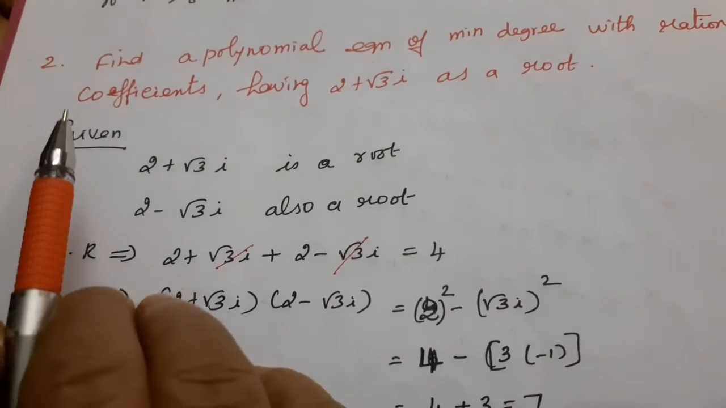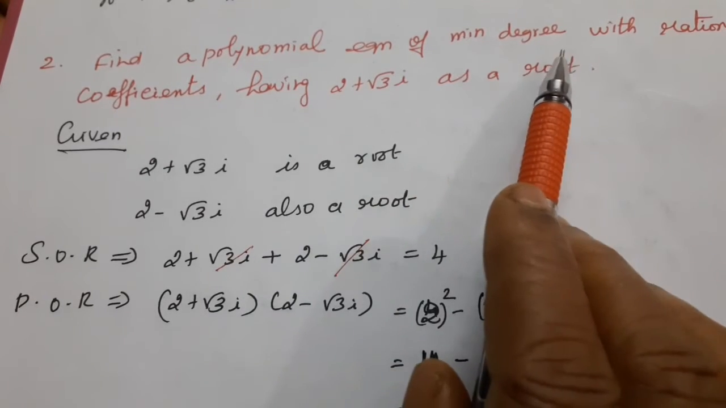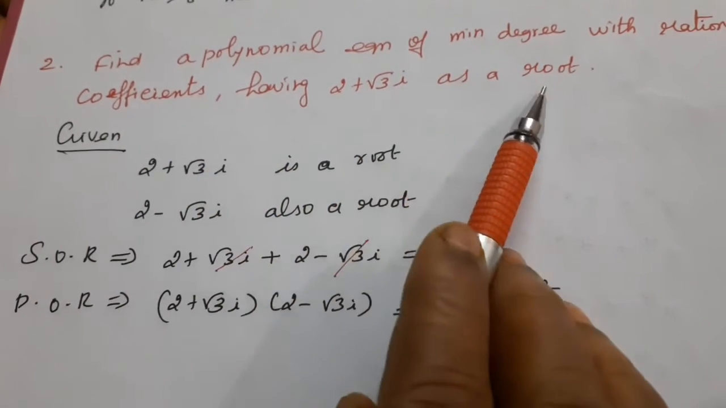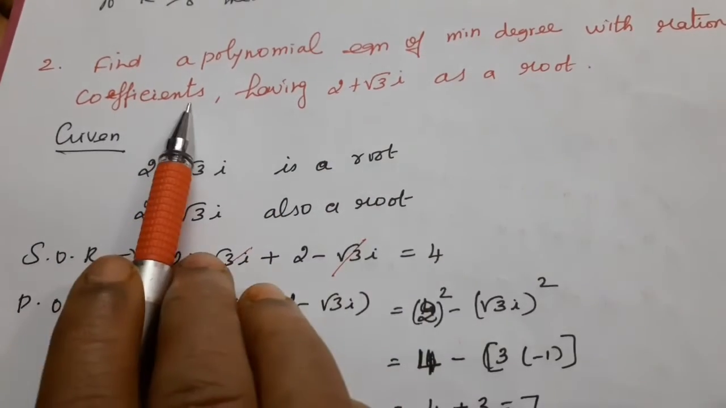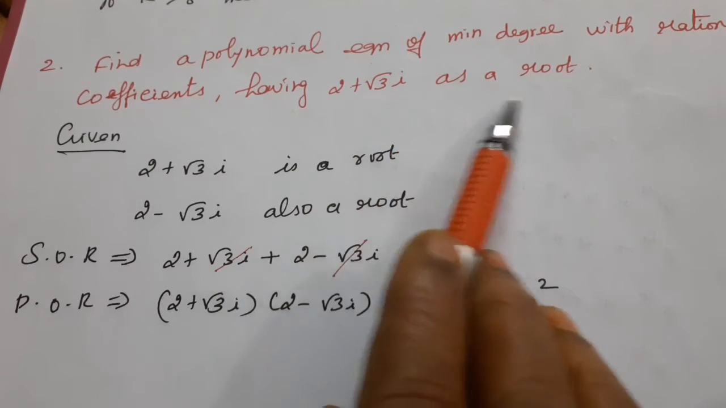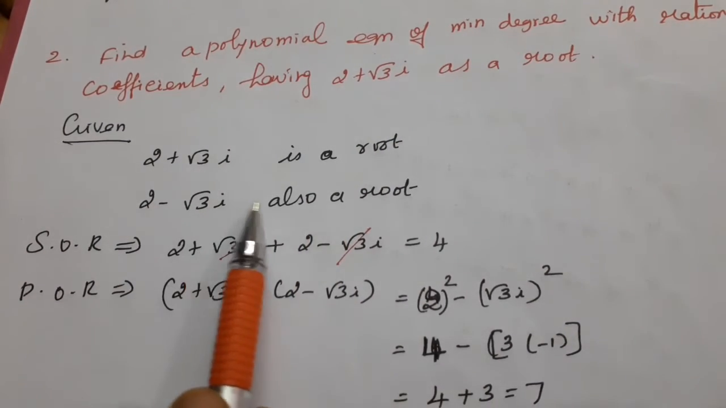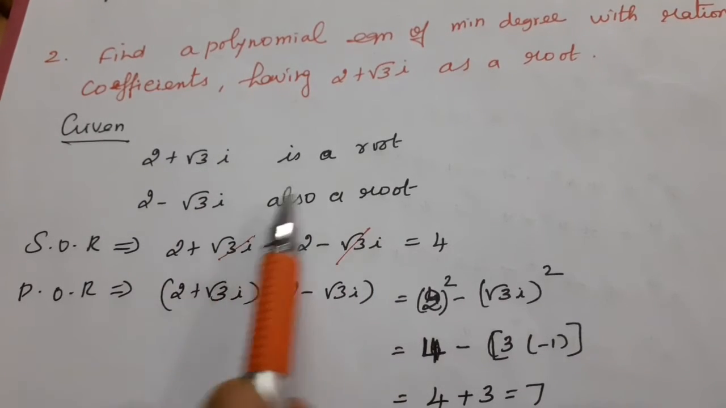In exercise number 3.0, just recall the second sum. Find a polynomial equation of minimum degree with rational coefficients having 2 plus root 3i as a root. So 2 plus root 3i is a root means 2 minus root 3i is also another root.